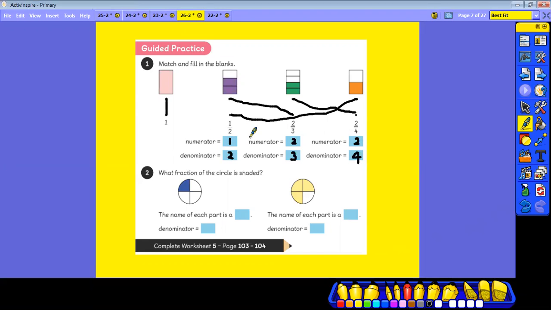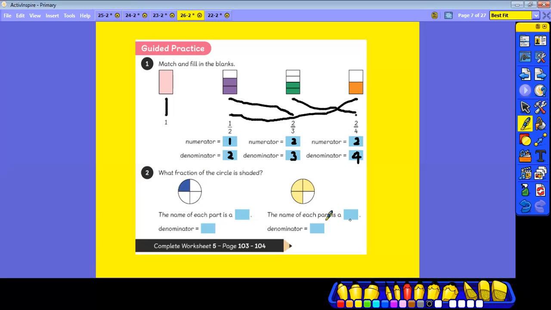Okay, so I'm just reinforcing that I understand the difference between the numerator and the denominator. Part 2, what fraction of the circle is shaded? Okay, so the name of each part is, the name of each part. What's the name of each of these parts? I don't think they've given us a big enough box to write in, do you? No, I don't think so, but you'll be writing in your textbooks anyway, won't you?